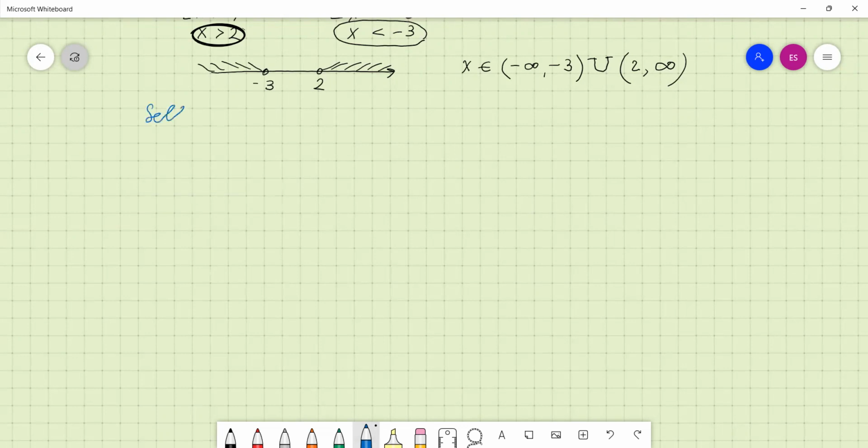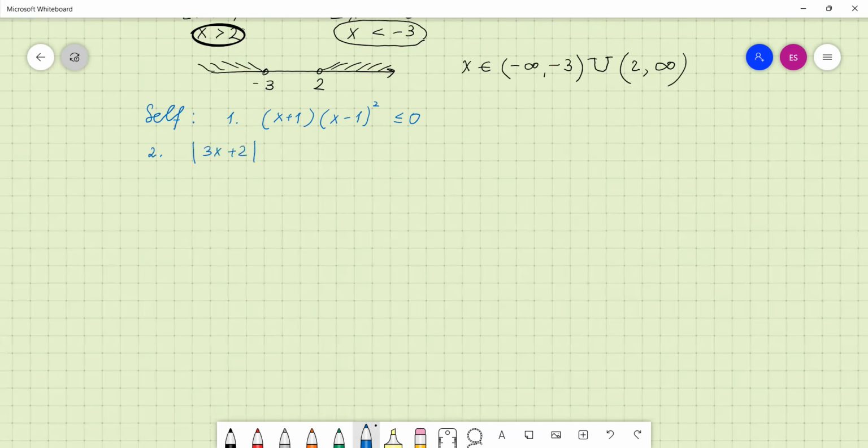So, self problems. First problem: x plus 1 times x minus 1 squared, less or equal to 0. Here, guys, I want you to use intervals and test points. Problem number 2, 3x.